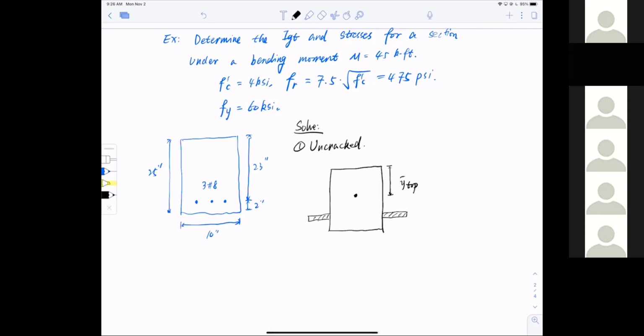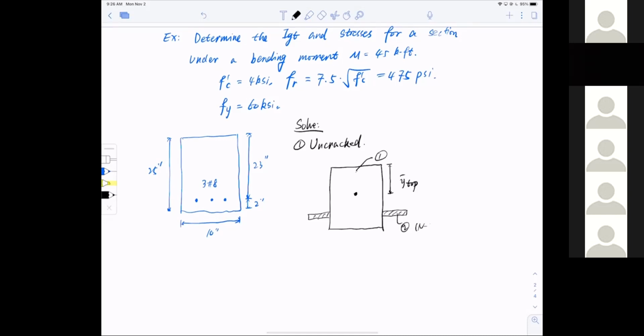Now I have 2 parts: the middle part, which is the rectangular section, and these little wings. So 2 components. Immediately I know the areas: this is (n minus 1) As, and this is bd. So this is A1, this is A2. I know the area immediately, and I also know the height and the centroid. This is the trick. I already drew the transformed section.